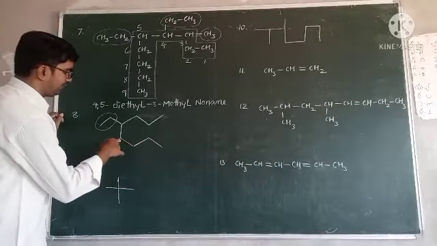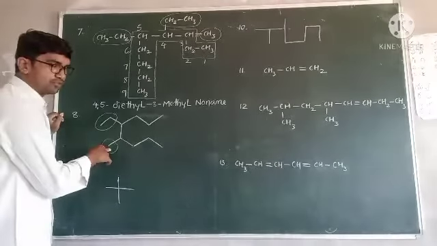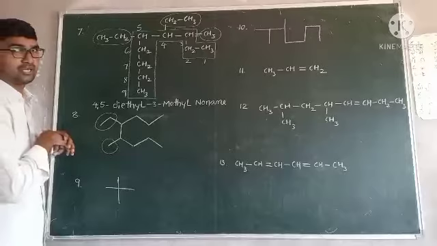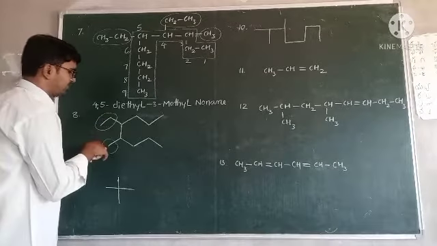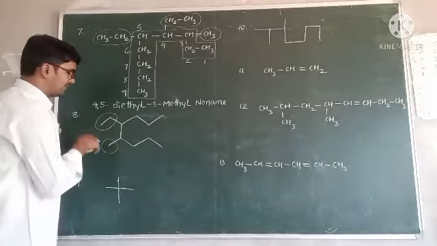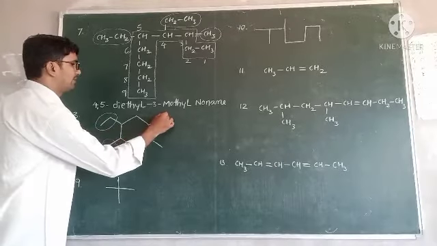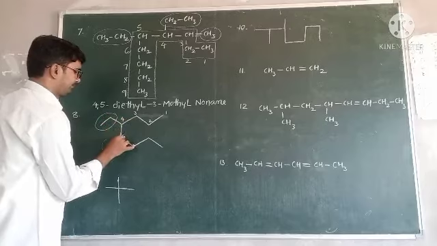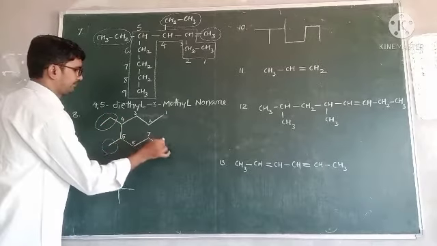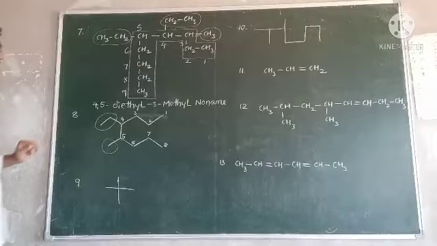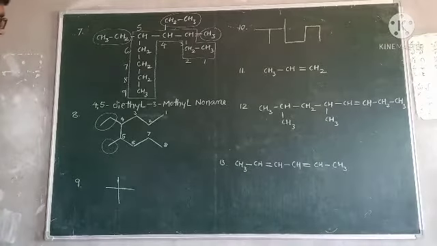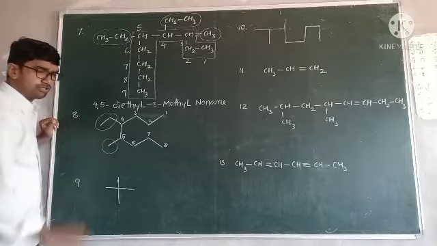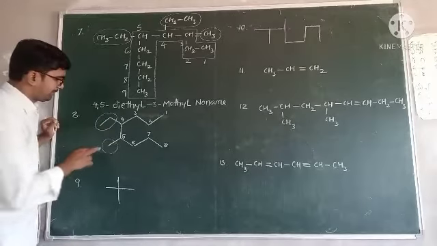1, 2, 3, 4. At the 4th position, one substitution is present. 1, 2, 3, 4. This is also at the 4th position. But this is the bigger one, this is the smaller one. This is ethyl, 2 carbons. This is methyl, 1 carbon. So give numbering from this side: 1, 2, 3, 4, 5, 6, 7, 8. So now these 2 are substitutions. Now write the name.